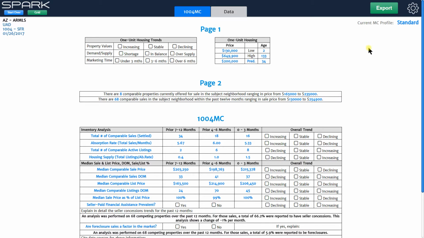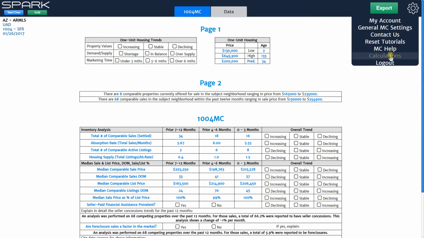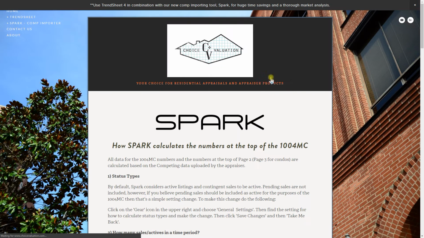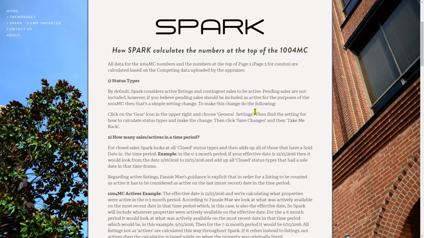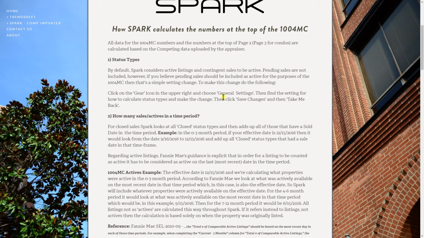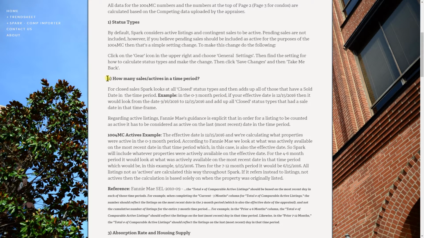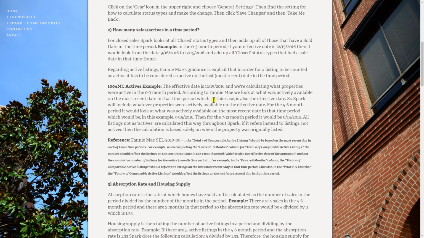So the way to look at that is going up to this gear icon in the top right, and you can click on Calculations. That takes you to Spark's Calculations page, which currently looks like this, but we're going to be changing it up a little bit. But essentially, number 2 is what we're focused on. How many sales / actives in a time period? So sales is easy. Actives, not so much.